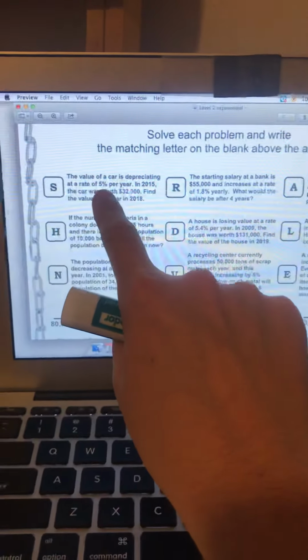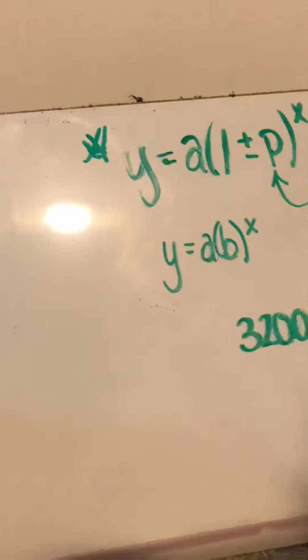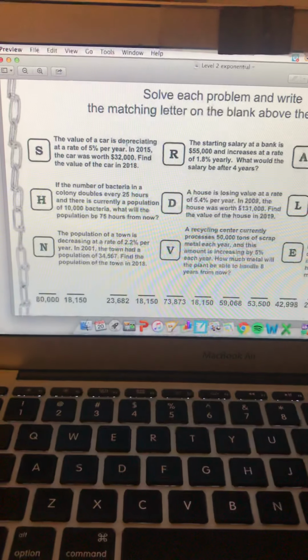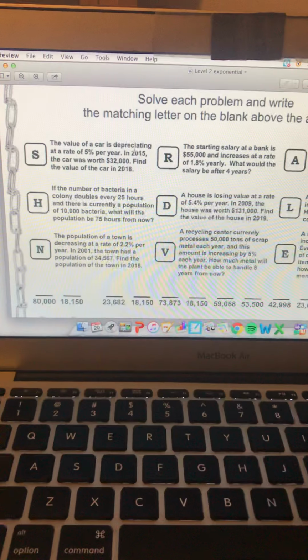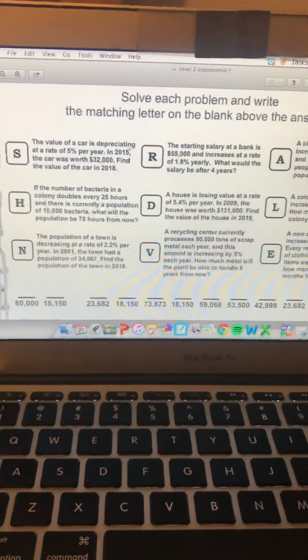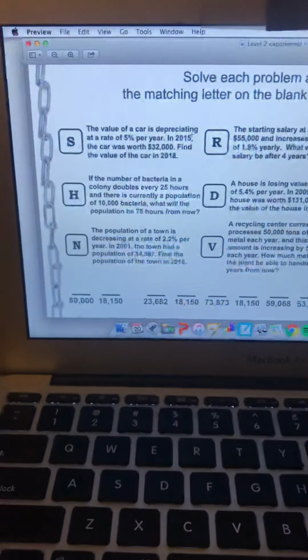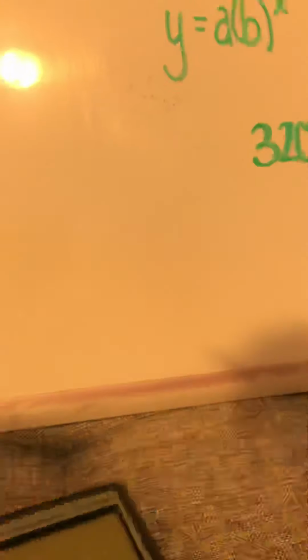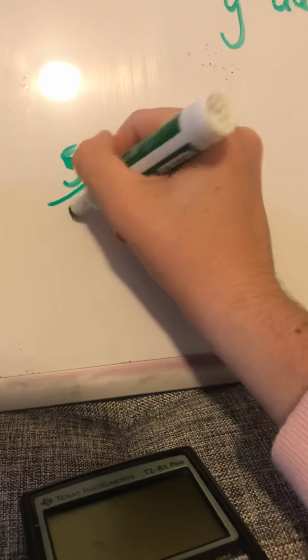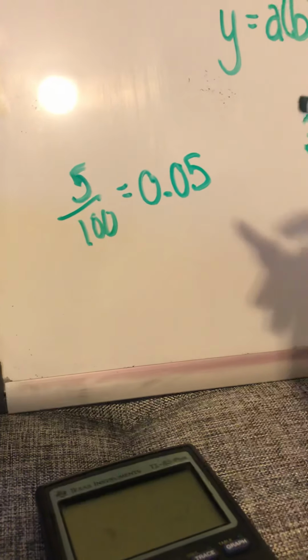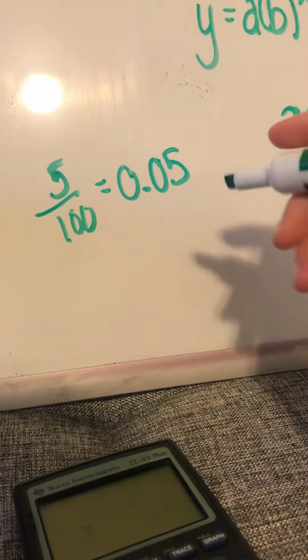I saw a percentage in this problem. Since I saw that percentage, I know that I should be using that equation there. So I'm going to have 1, and I see that it is depreciating, which means that it is decreasing. It's a fancy word for decreasing. So I'm going to have to subtract from 1. And my percentage here is 5%. So I'm going to convert 5% into a decimal, as always, by dividing it by 100, which is going to give me 0.05.